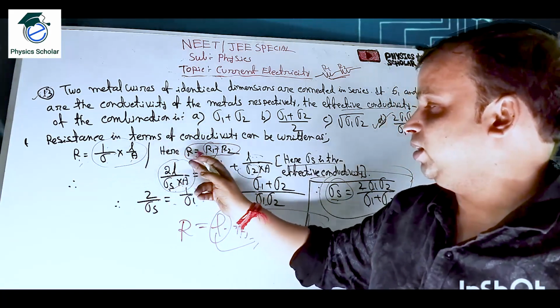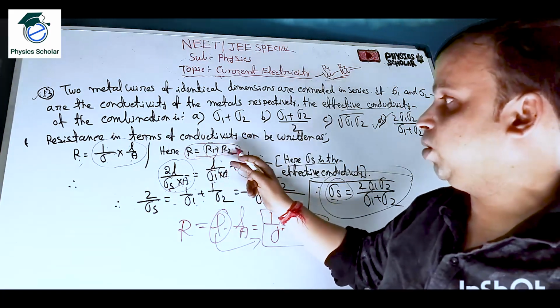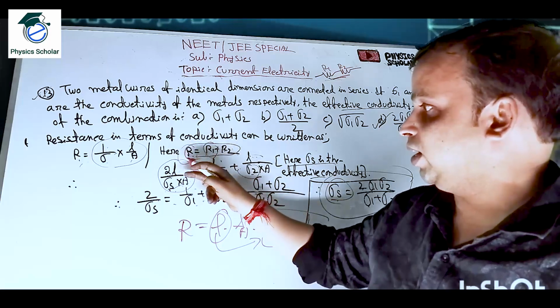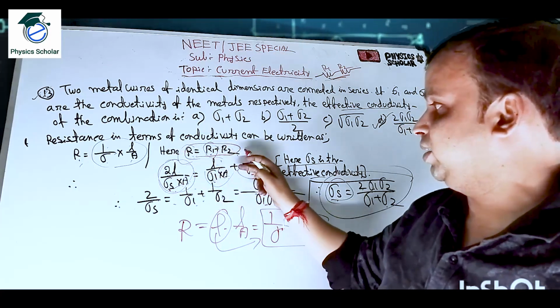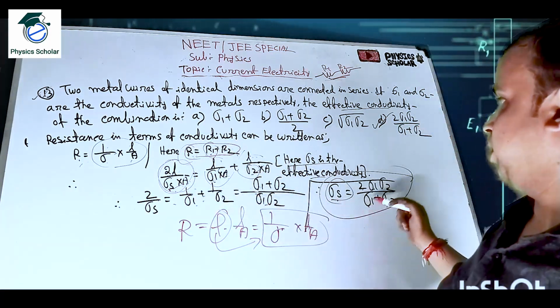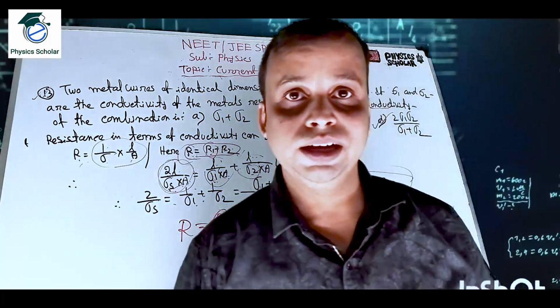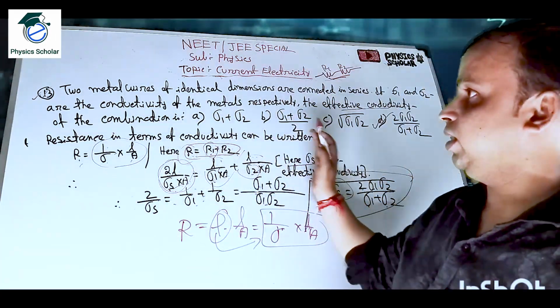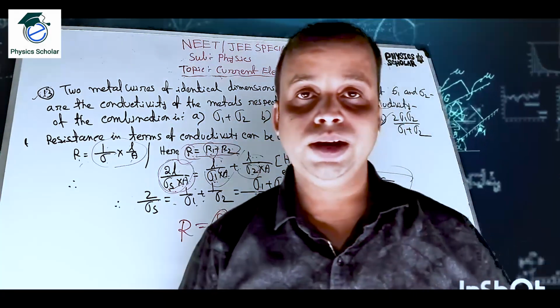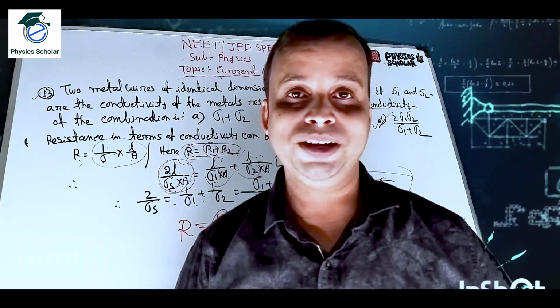Clear? So now these are connected in series. So R is equal to R1 plus R2. Clear? So R we are writing this and R1 plus R2 we are writing this. Then after calculation this is coming. So option number D will be correct. So hope you have understood this. Okay. Problem number 13 is done.